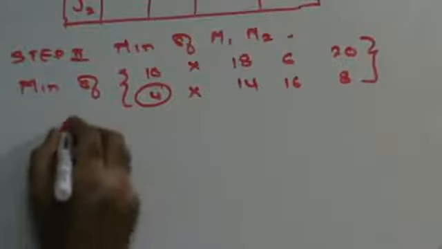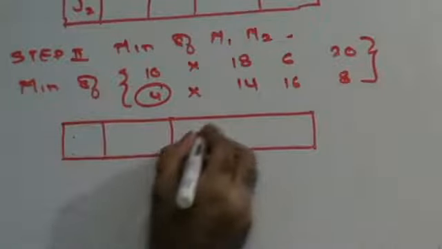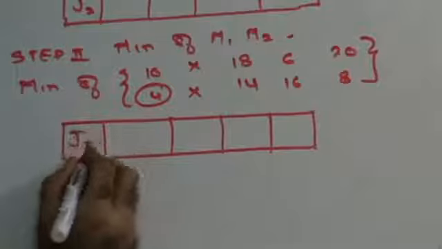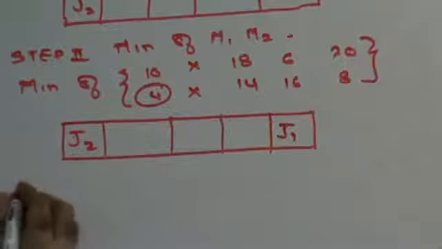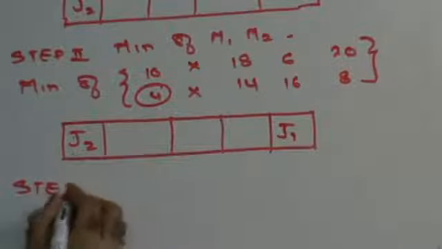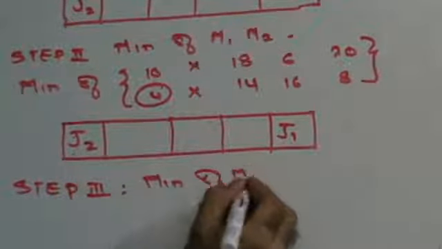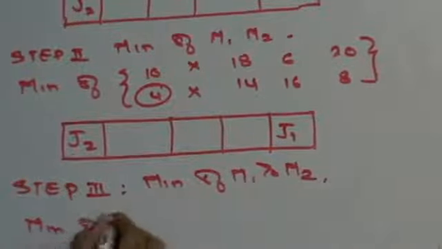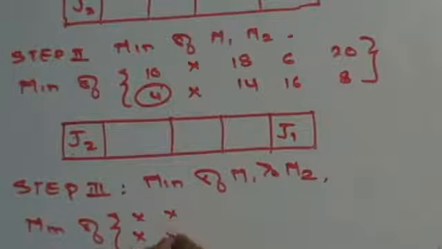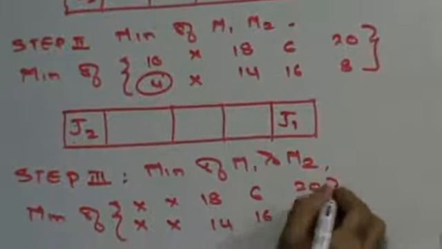It's in the second row. Since it is in the second row, therefore I'll write that from the end point. 1, 2, 3, 4. I already had J2. 4 is in J1. So I'll write J1 here. Right? Next, step 3. Min of M1 and M2. So in that case, this is going to be minimum of, this is gone, 18, 14, 6, 16, 28.